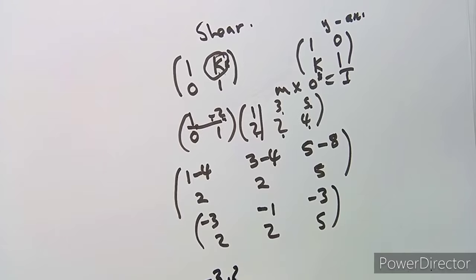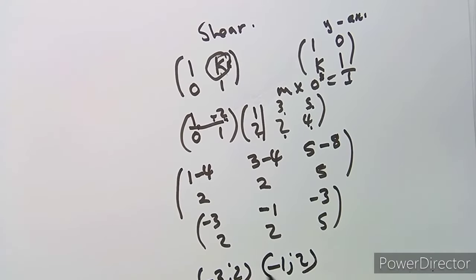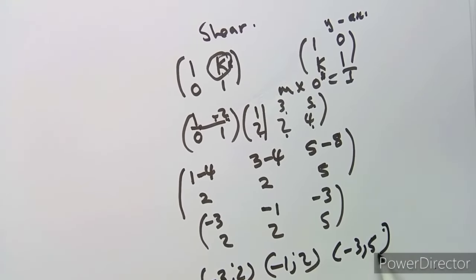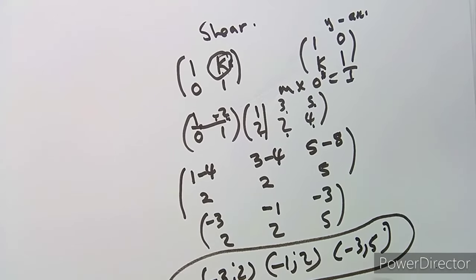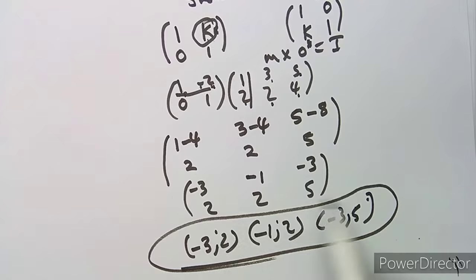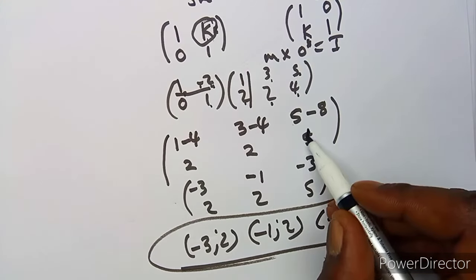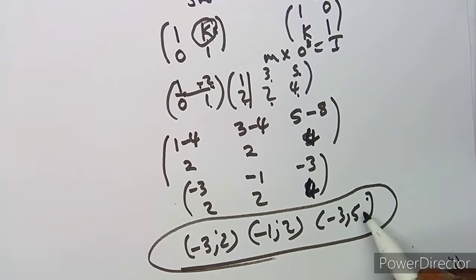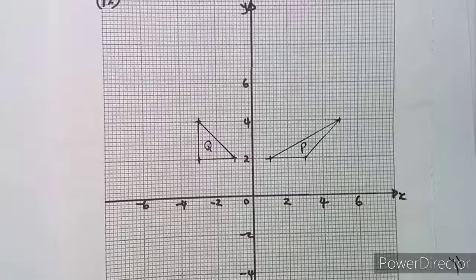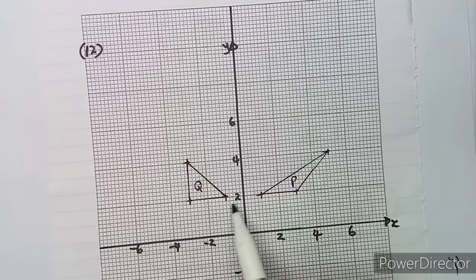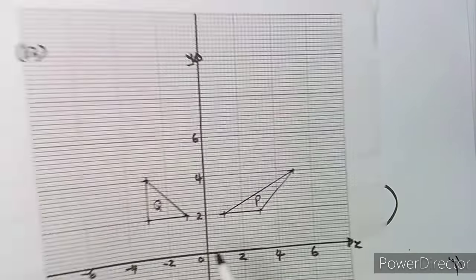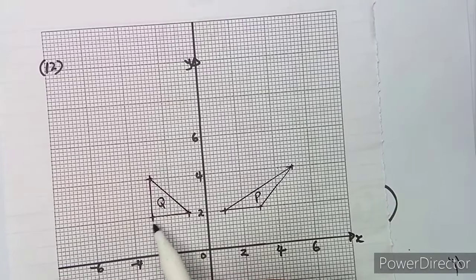Now as points, it's minus 3, 2, and this is going to be minus 1, 2, and this is going to be minus 3, 5, like this. So these are the points that you're going to draw on your graph. Mark them, then you draw them on your graph. All right, take note. So now you just need to mark your points properly. So as you can see, mark your points. Minus 3, 2, and minus 1, 2, then you mark your points.